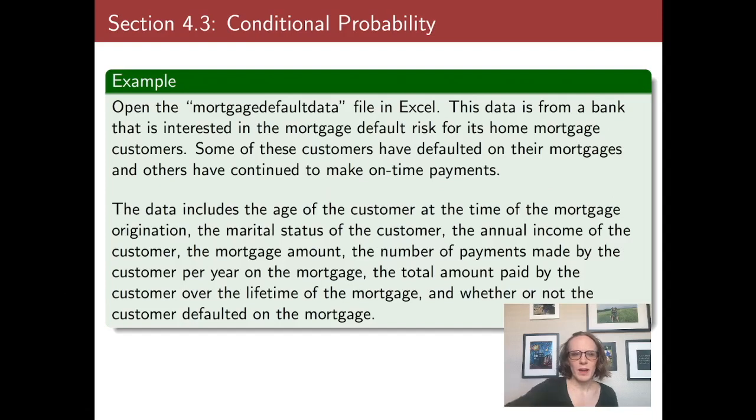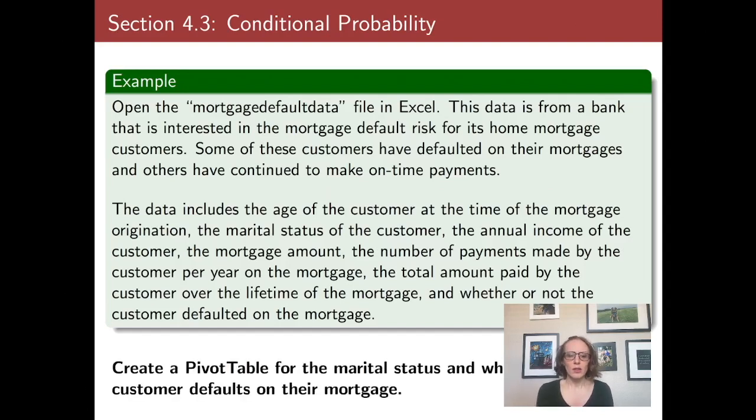We're going to open the file mortgage default data in Excel. This is from a bank that's interested in the mortgage default risk for its mortgage customers. Some customers have defaulted on the mortgage, and some others have continued to make on-time payments and have not defaulted. We also have information about the age of the customer at the time they took out the mortgage, their marital status, annual income, mortgage amount, number of payments made by the customer per year, the total amount paid by the customer over the life of the mortgage, and whether or not they defaulted.